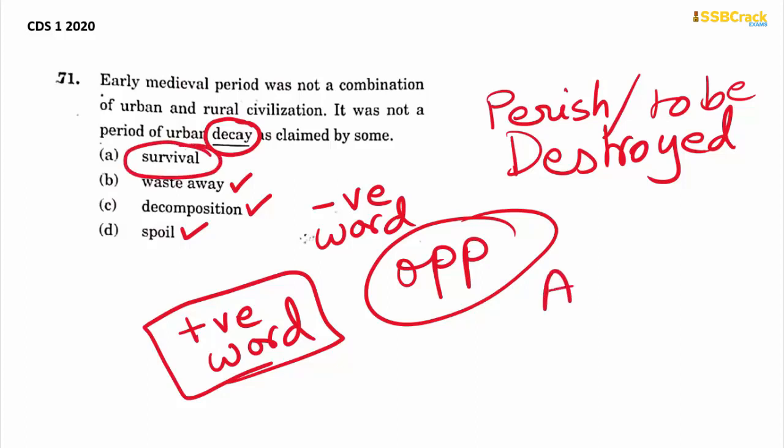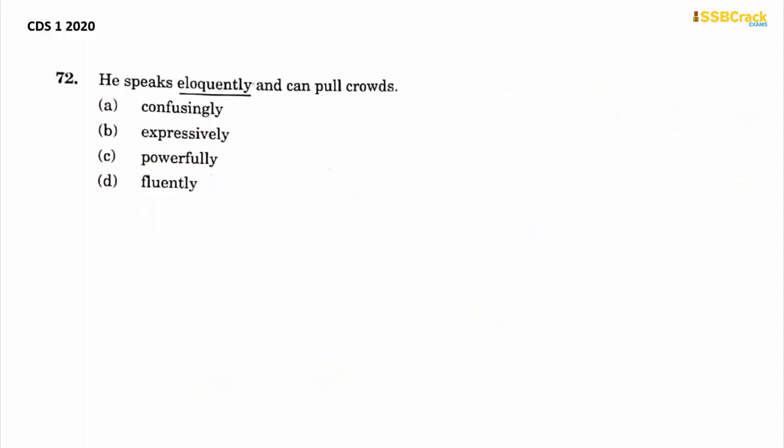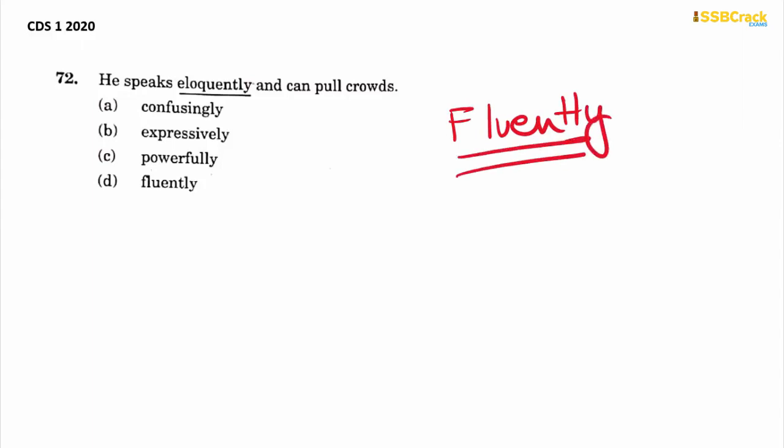So now you can understand that your answer is option A. Moving on to the next question. He speaks eloquently and can pull crowds. Eloquently means when you are speaking fluently, non-stop and in a flow.